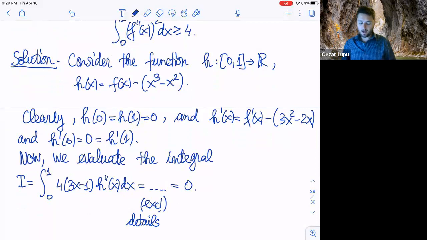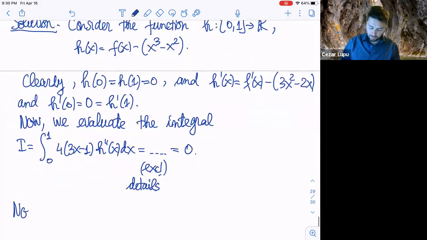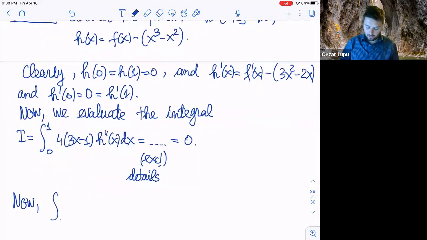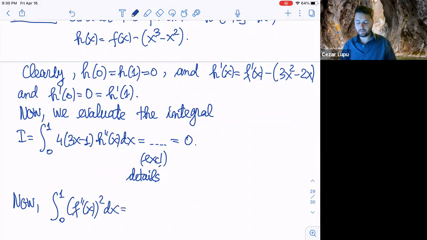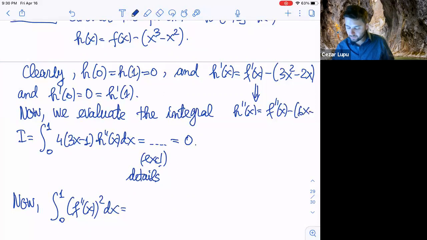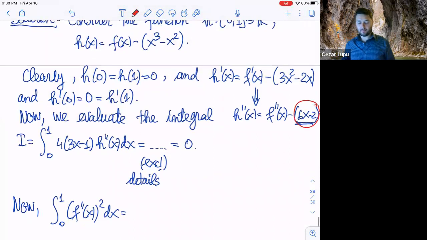Great. And now, if I would like to look at the integral from 0 to 1 of the second derivative of f, squared, I can compute it here. Keep in mind that from here it follows that the second derivative of h is f second prime minus 6x minus 2. Wow. Again, the same polynomial. See? The same polynomial. Great.